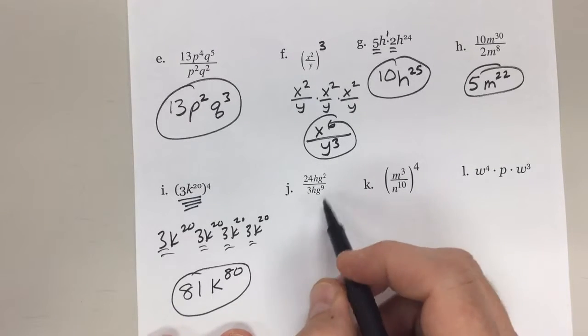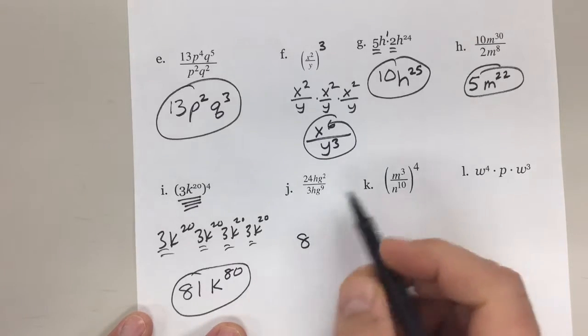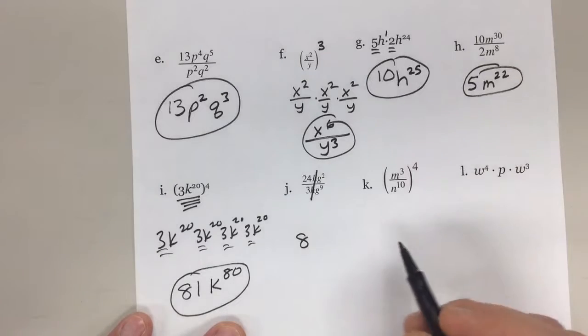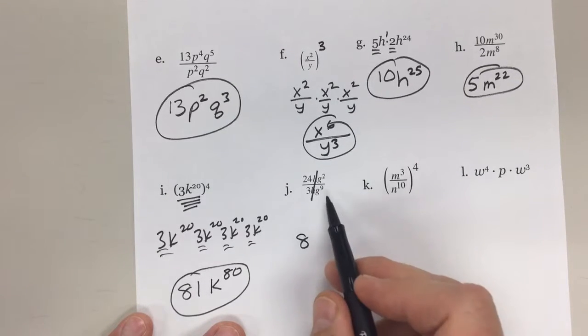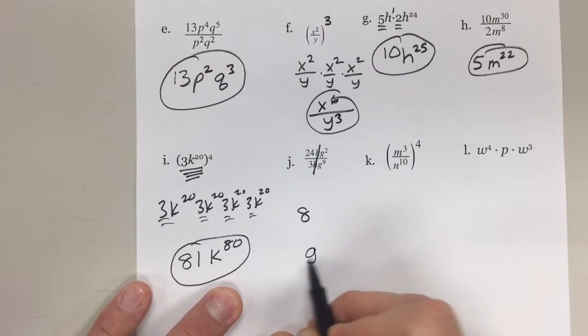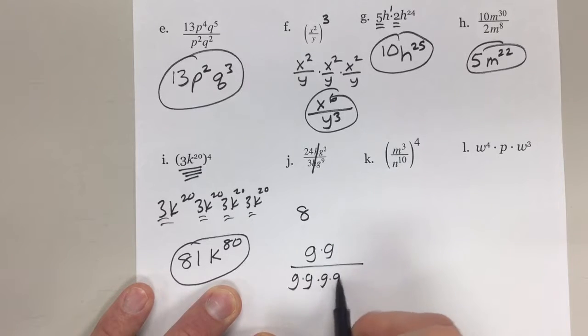For j, I have 24 divided by 3. That's just 8. I have an h and an h. Those cancel. And then I have g to the 2nd over g to the 9th. This is a tricky one because I have 2 g's on top and I have 9 on the bottom.